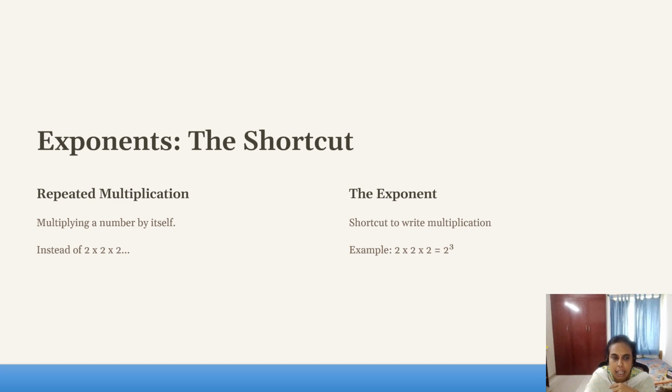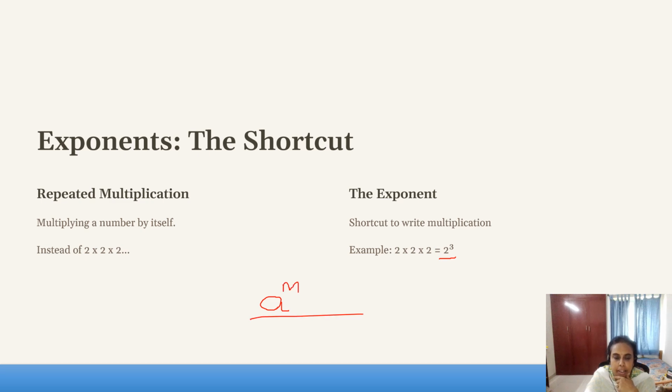Just see this example. Here, as I have already told you, exponents mean repeated multiplication. That is, the same number is multiplied several times. So here 2 is multiplied 3 times. Instead of writing it out every time, we can write it as 2 cube, or 2 to the power of 3. In a simple way we can write this as a to the power of m.